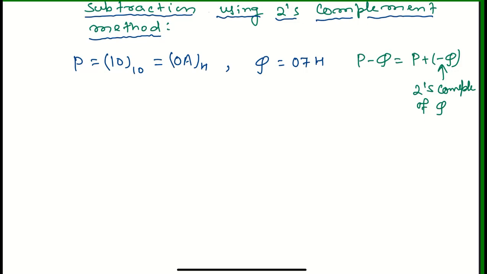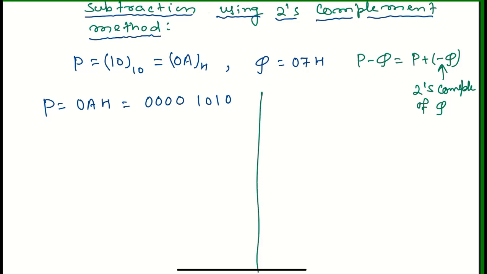So this P, how can we write it? P in hex is 0AH, and in 8-bit binary representation it can be written as 0 0 0 0, and A is 10, so this is 1 0 1 0. Now this Q, let's say Q is represented in 8-bit as 0 0 0 0, and this is 0 1 1 1. So Q is basically 07H.